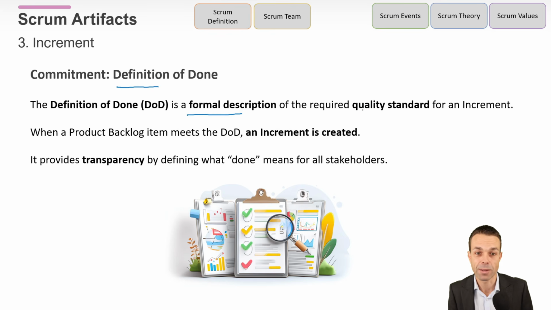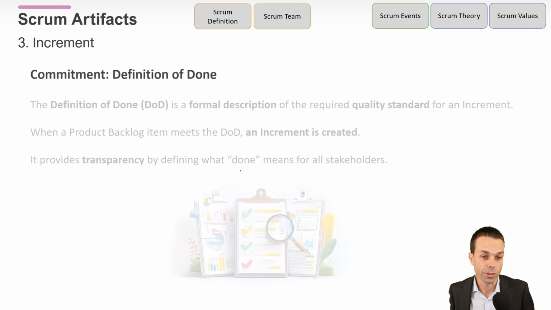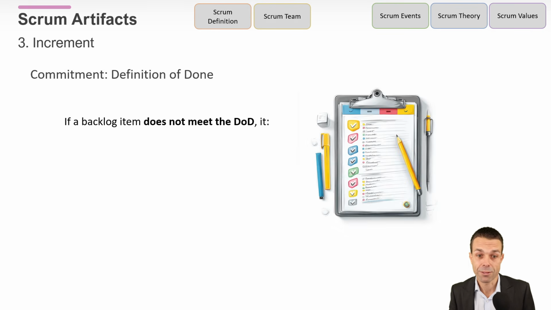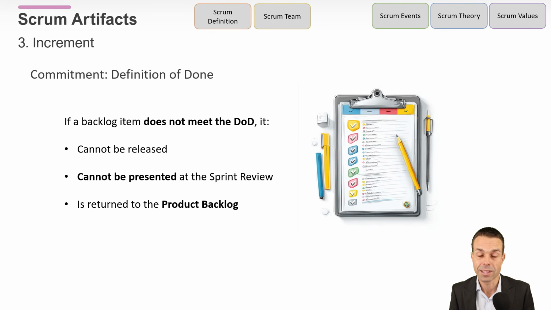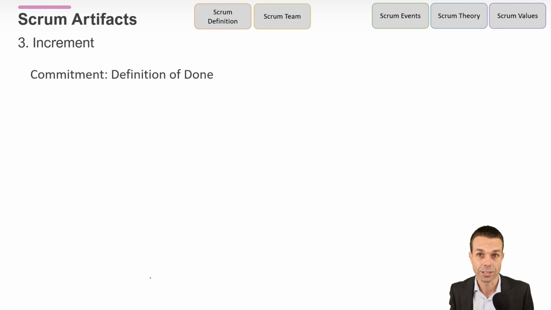And here's our definition of done. It's a formal description of the required quality standard for an increment. So all of those things, plus anything else that you might add as your own team. When a product backlog item meets the definition of done, an increment is created. It provides transparency by defining what done means for all stakeholders. But if a backlog item does not meet the definition of done, then it can't be released, we can't present it in the sprint review, and it's returned to the product backlog, potentially for the next sprint. We just say that those items roll over to the next sprint.